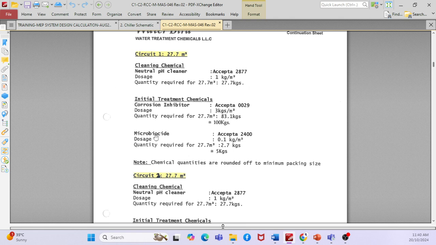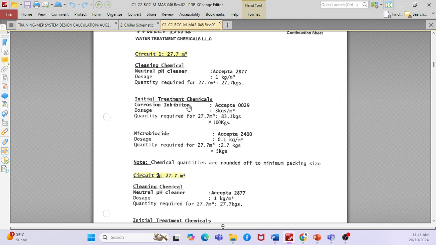And for microbiocide, like bacteria and fungus, to avoid that, you will add 0.1 kg per meter cube. So this is the ratio. These are the 3 chemicals which you will use during the flushing time, right? So if we are using the 3 kg per meter cube, then it is covered with the pH layer, and this one also, no?